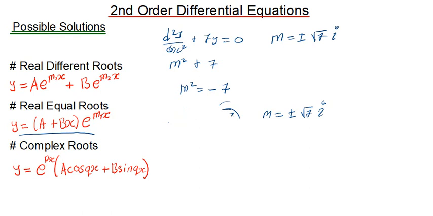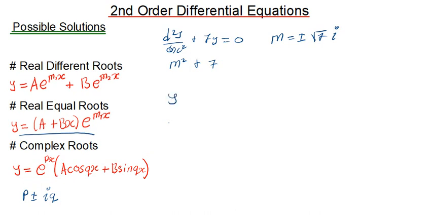So remember, when it comes to complex, these are complex roots. It's a situation where you have your p, positive or negative iq, in that format. So in this case we don't have a p. Our p is equal to 0, then our q is equal to square root of 7. So what we do is that we get this.